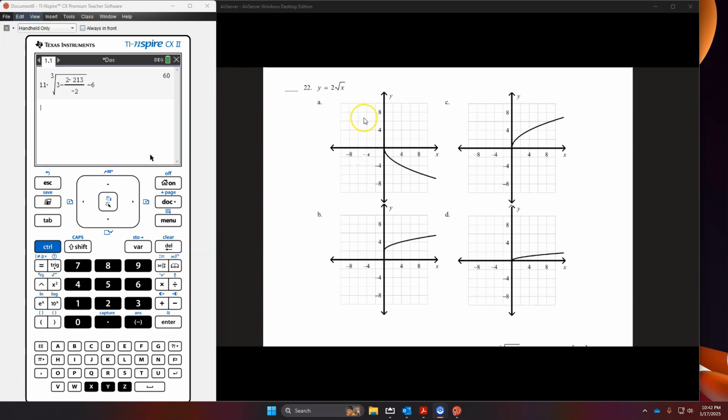Number 22, the value of 2 will vertically stretch the parent function. So there's no reflection, so you notice that answer A is wrong because that's a reflection. B, it went up. D, this is a compression, and this is a stretch, right? So your answer is C.